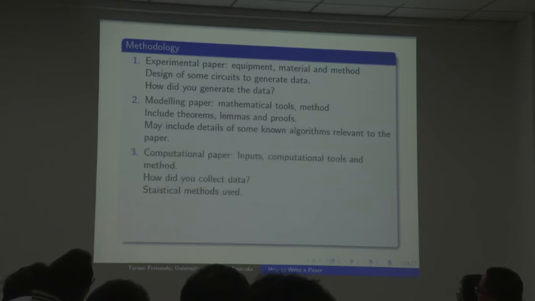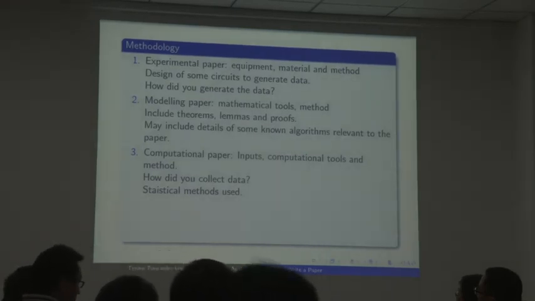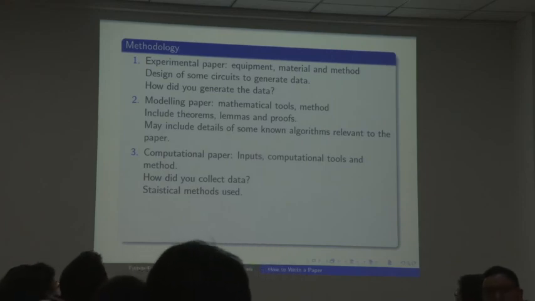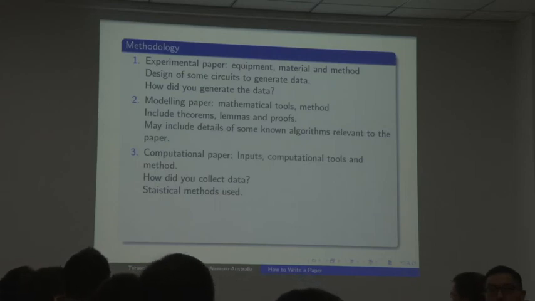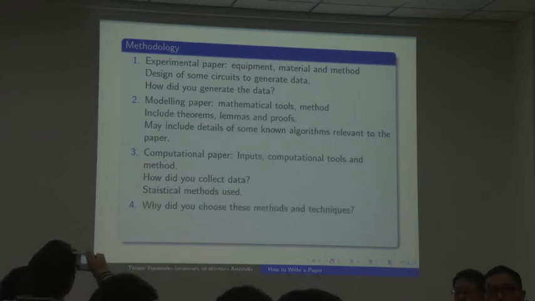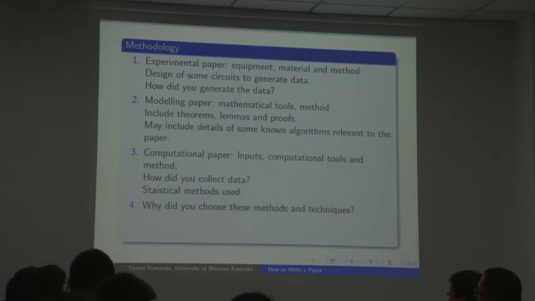If it's a computational paper, we need to talk about the inputs, computational tools and methods, how did we collect the data, statistical methods used. It depends on the type of paper. It can be an experimental paper, modeling paper, or computational paper. Depending on that, that's what we will write in the methodology. We also need to talk about why we chose these methods and techniques. What is the rationale for that? Why did we choose those particular techniques?